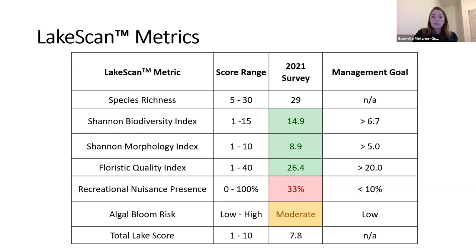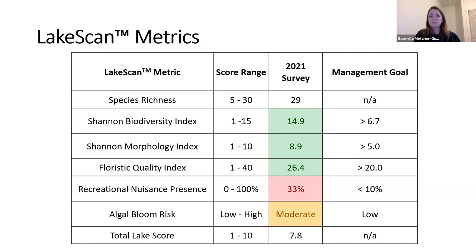Now the floristic quality index is a measure of the distribution of the desirable aquatic plants. So this is used in the Midwestern states for aquatic habitats, and the higher scores indicate an increase in biodiversity and a positive ratio of desirable species versus undesirable. So that means, based on your scoring, you have a lot more desirable species than you do undesirable. So that's also really great.